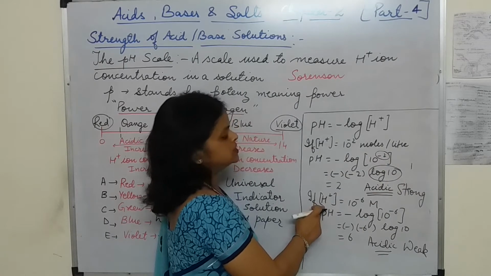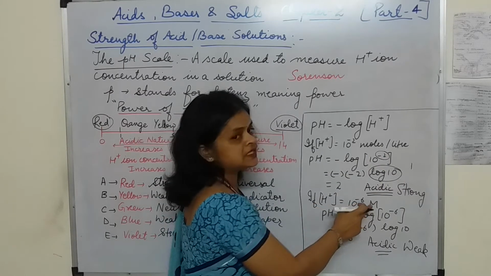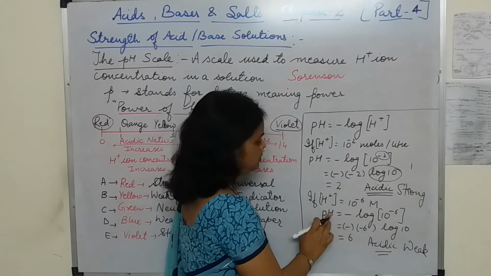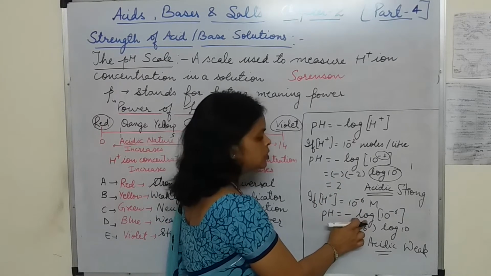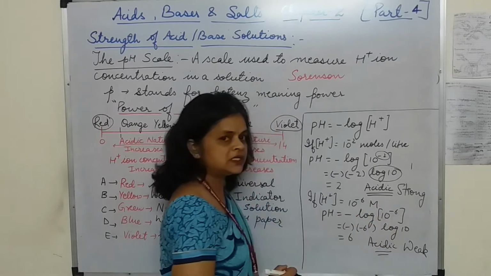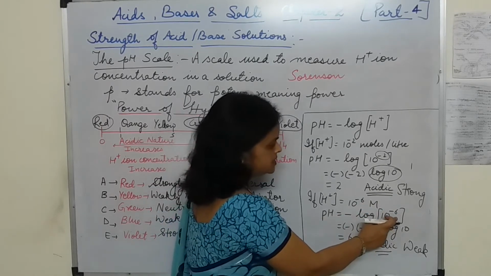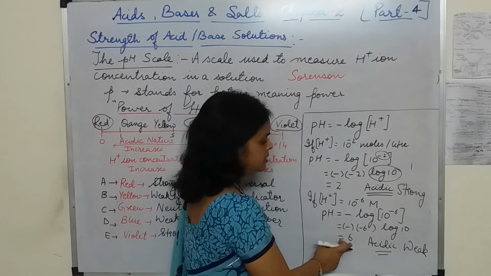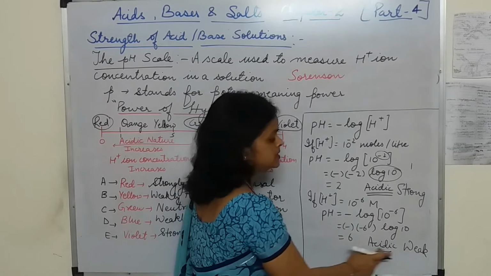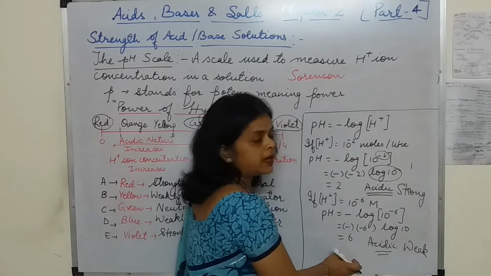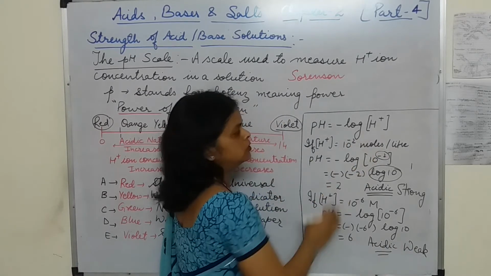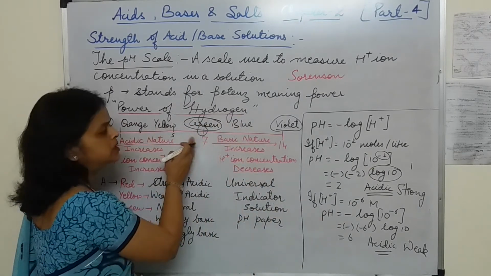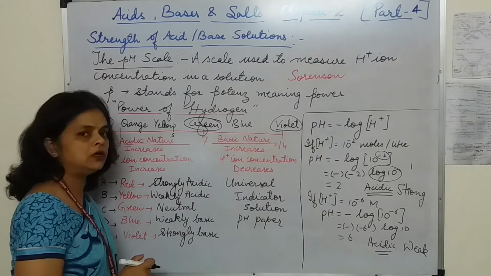If the H ion concentration is 10 to the power minus 6 moles per liter, in the same way just place the value: pH equals minus log of 10 to the power minus 6. If you place this value, the pH comes out to be 6. That means it is acidic as well as weakly acidic. So by the value of H ion concentration we can find out the pH, and by the pH you can tell about the strength, whether it is strongly acidic or basic.